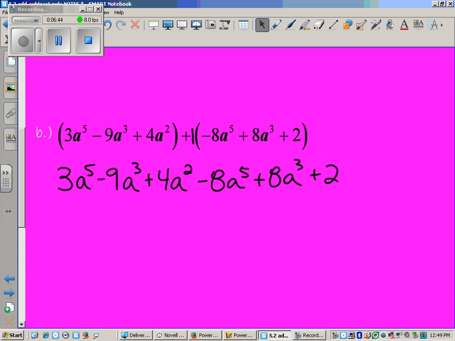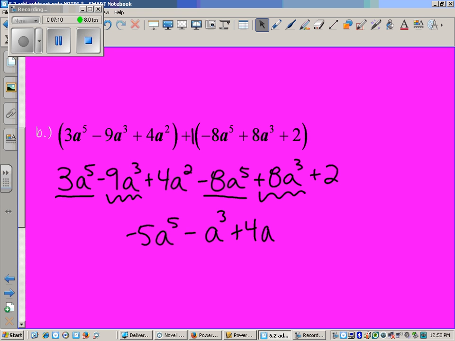Putting it in descending order, standard form, let's start with the highest exponent first. The highest exponent I see is a to the 5th. I have a 3a to the 5th and a negative 8a to the 5th. When I combine those, I get a negative 5a to the 5th. What would go next? I have a negative 9a cubed and an 8a cubed. When I put those together, negative 1a cubed.